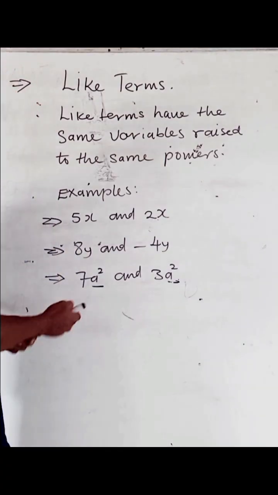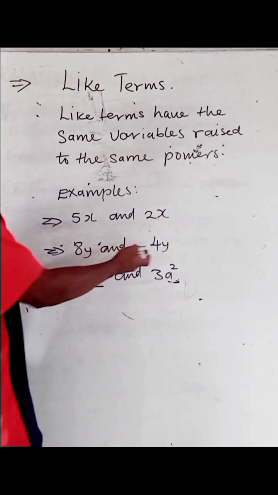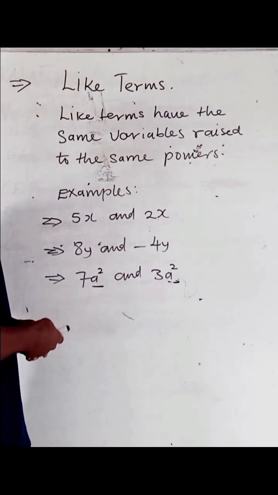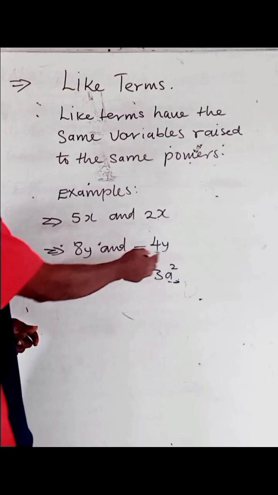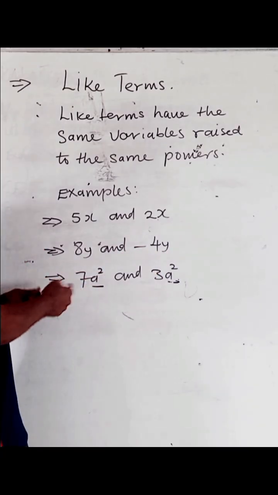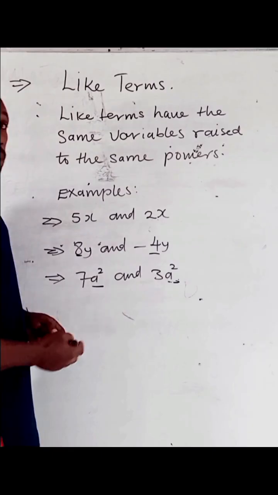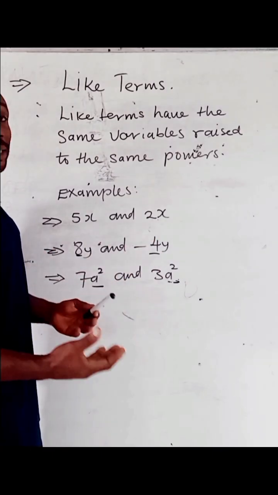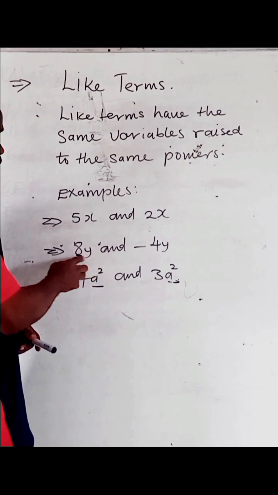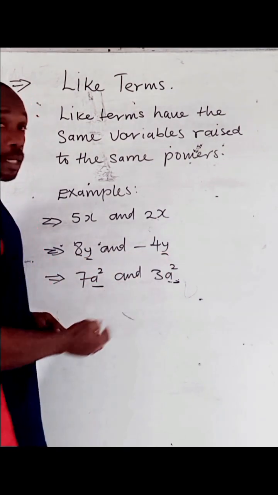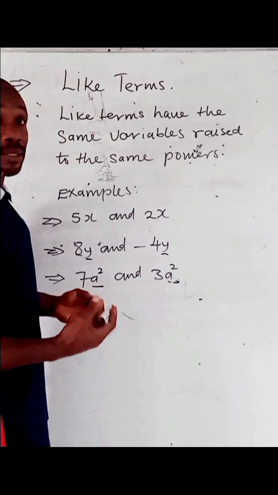So in the second expression, we have 8y and minus 4y. These are also like terms because the variables are similar. It is not the coefficients 8 and minus 4 that determine whether the terms are like terms. It is the variable. Once the variables are the same, once they are similar, we say they are like terms.